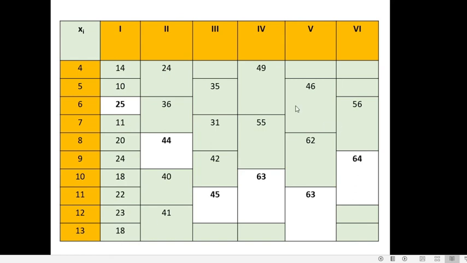Now, column 5. In column 5, we combine the frequencies 3 by 3, leaving the first one. So, 14 is left out. Then 10 plus 25 plus 11 is equal to 46. 20 plus 24 plus 18 is equal to 62. 22 plus 23 plus 18 is equal to 63. Now, the last column, that is column 6.